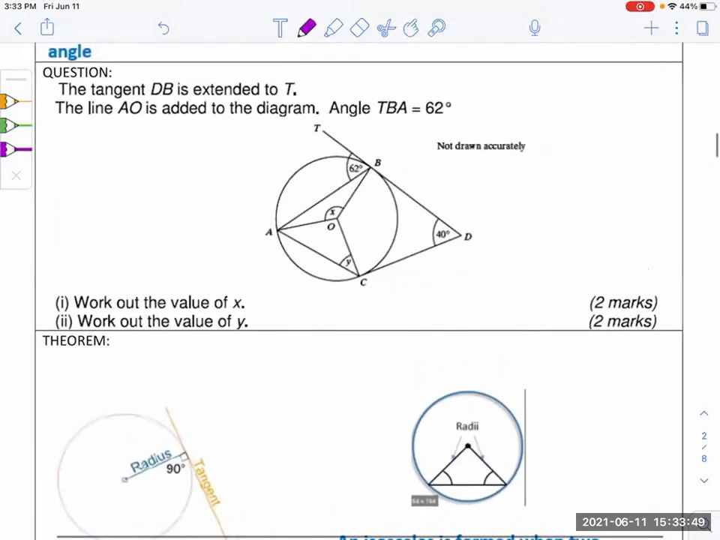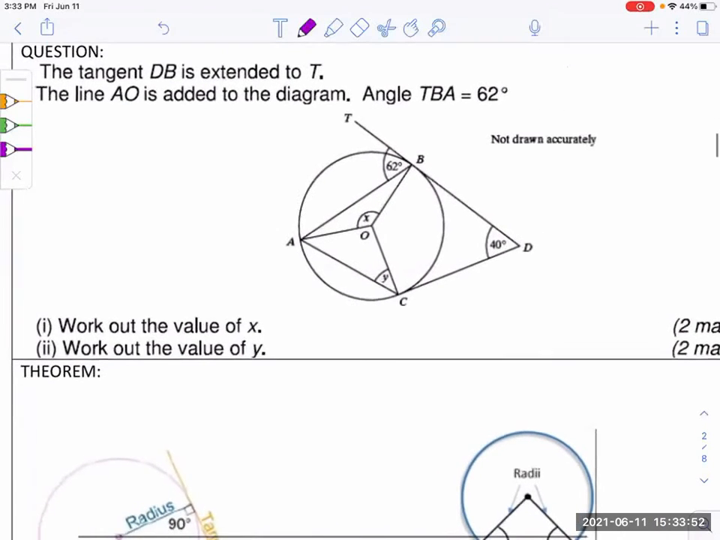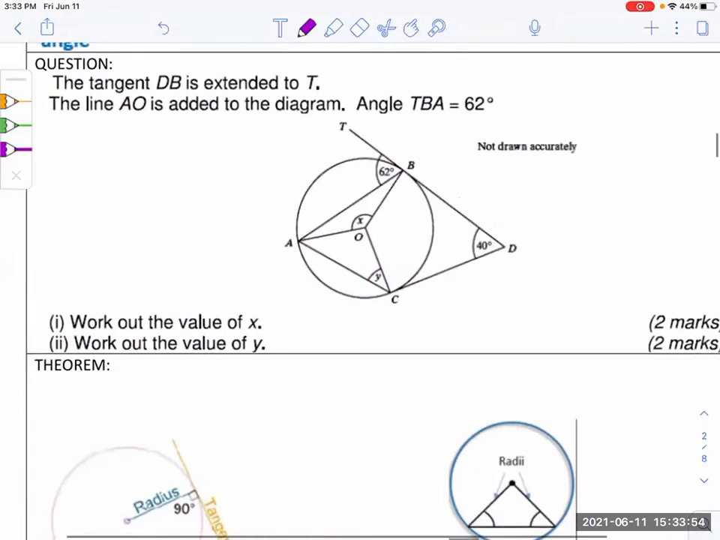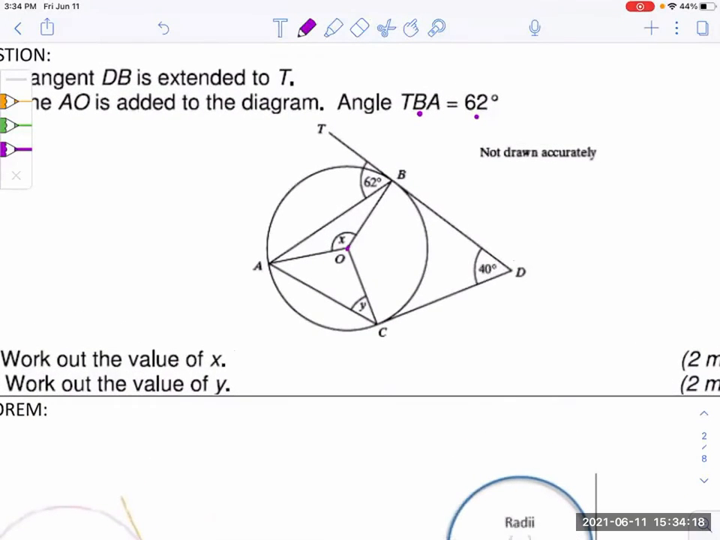Let's go again. Now look at this diagram. So this one is similar to what you have been seeing in the past papers, right? The tangent DB is extended to form T. AO is added on the diagram and the angle at B is 62. We want to work out the value of X. Now, the radius meets the tangent at what angle?